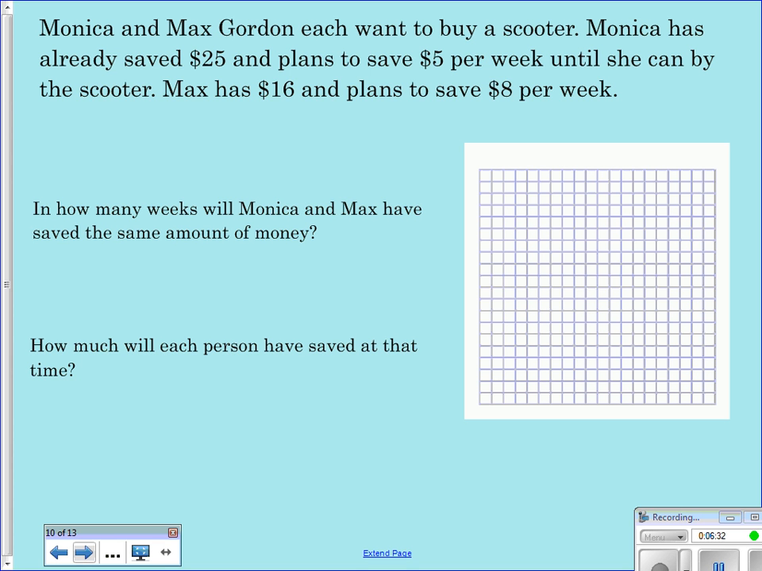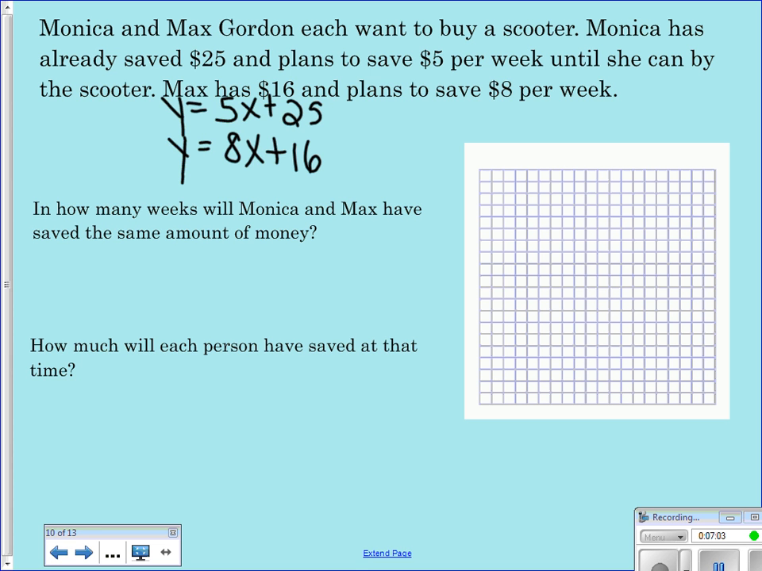All right, let's start by modeling Monica. Monica is starting with $25, so that's our y-intercept at 25. For every x weeks that go by, she's going to save $5. So her total amount of money is equal to 5x plus 25. Now Max is starting with $16, and for every x weeks that go by, he's saving $8. So his total amount of money, y, is equal to 8x plus 16.